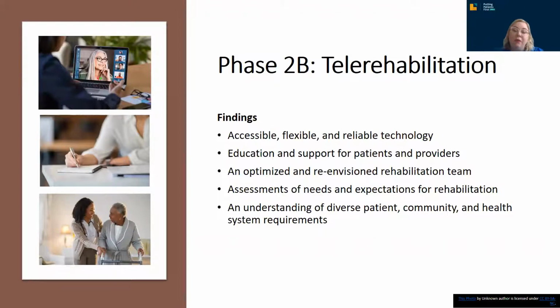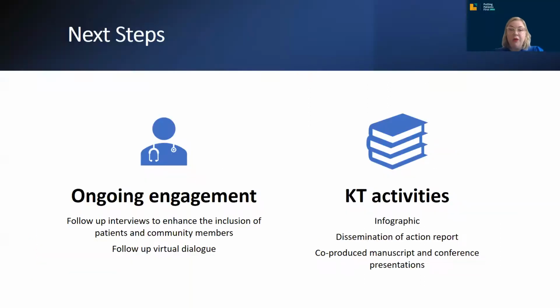Next slide, please. As part of the process, we engaged in structured conversations and voting activities. When we did this, we found a variety of findings, including the need for accessible and flexible technology, education and support, and optimized and re-envisioned rehabilitation teams, the assessments of the needs and expectations around telerehabilitation and rehabilitation services more broadly, as well as understanding diverse patient, community, and health system requirements. Oh, sorry, could you go back 1 second?